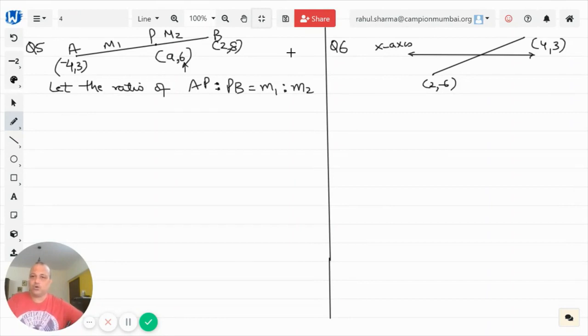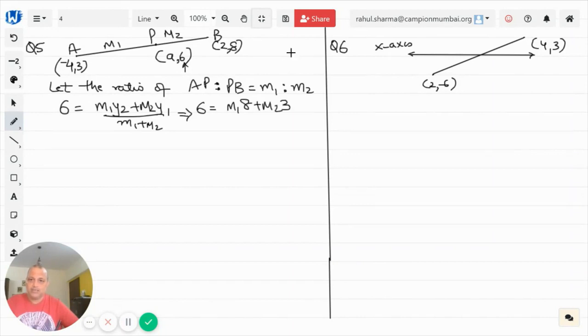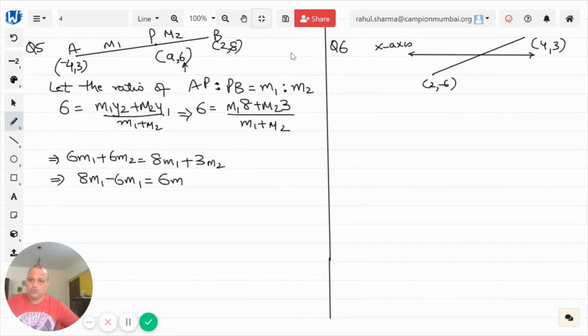So here I know the y coordinate of this point, which means 6 is equal to M1 y2 plus M2 y1 upon M1 plus M2. Let's substitute values. So 6 is equal to M1, y2 is 8 plus M2, y1 is 3 upon M1 plus M2, we don't know. So let's cross multiply. 6M1 plus 6M2 is equal to 8M1 plus 3M2. Let's take all M1 on one side. So it's 8M1 minus 6M1 is equal to 6M2 minus 3M2, which means 2M1 is equal to 3M2, which means M1 is to M2 is equal to 3 is to 2.